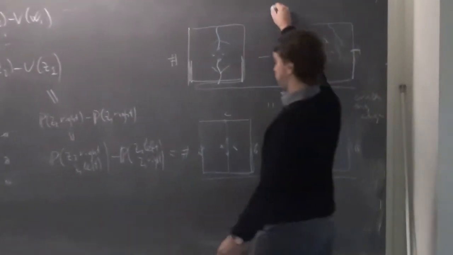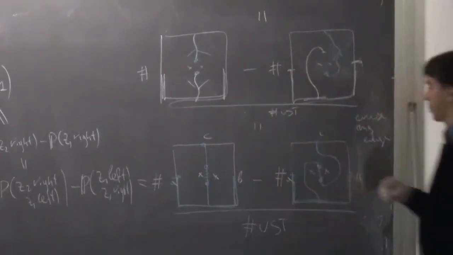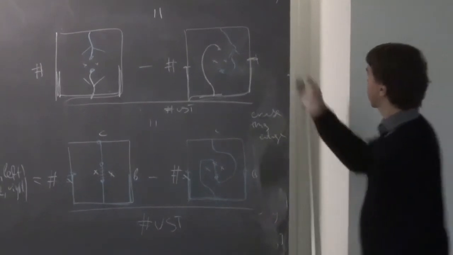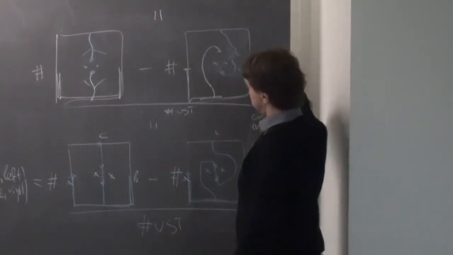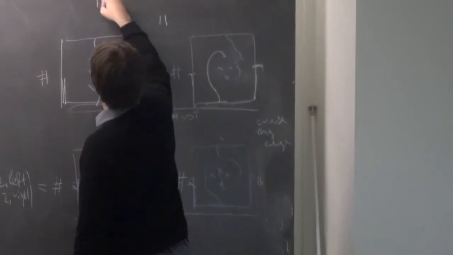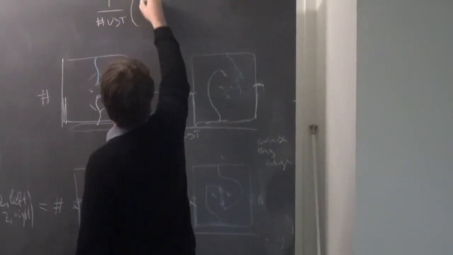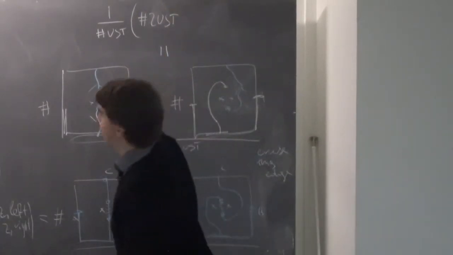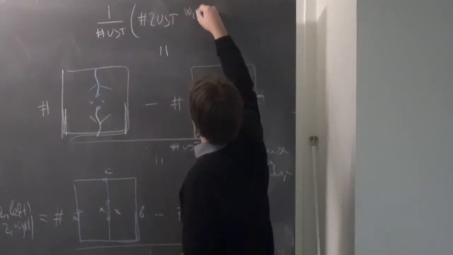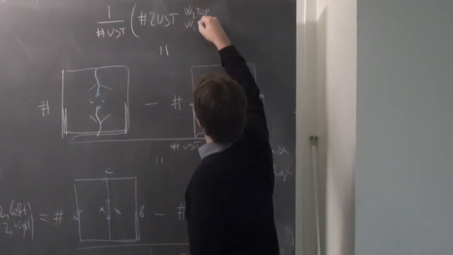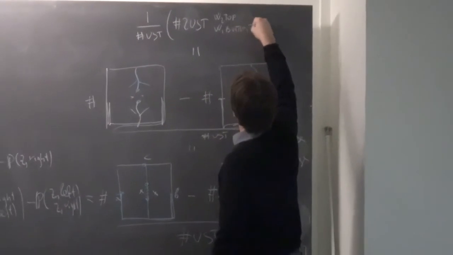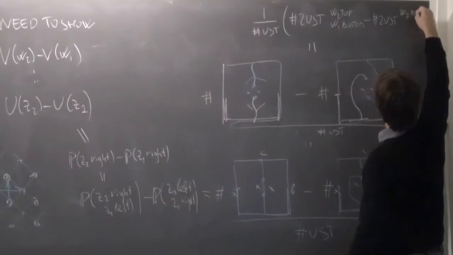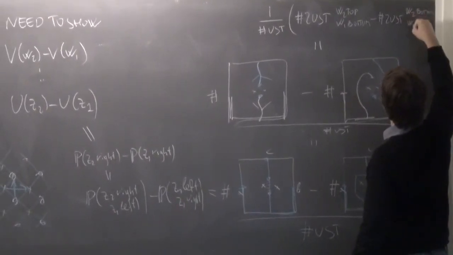But basically what I have now, divided by the total number of USTs, is the number of double USTs so that W2 is in the top and W1 is in the bottom, minus the number of double USTs so that W2 is in the bottom and W1 is in the top.